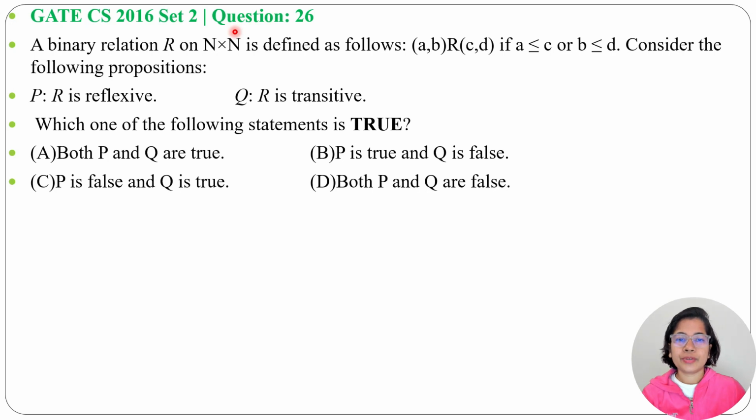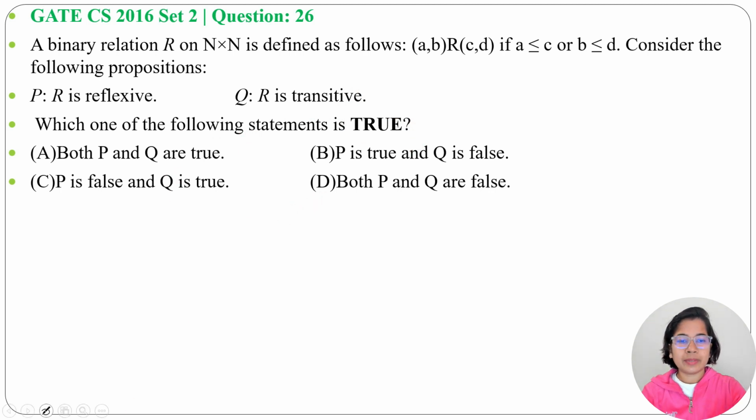Let's solve one previous question of set theory. This question was asked in GATE CS 2016 set 2 question number 26. A binary relation R on N cross N is defined as follows: (a, b) R (c, d) if a is less than or equal to c or b is less than or equal to d. Consider the following propositions. P: R is reflexive. Q: R is transitive. Which one of the following statements is true? And 4 options are given.